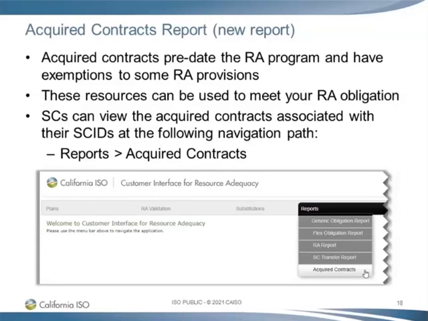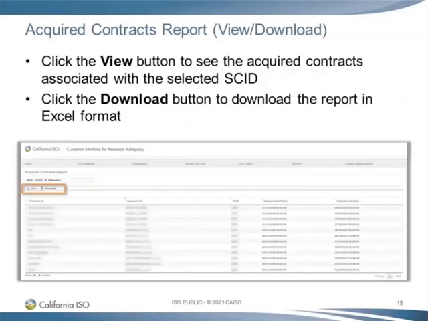So you'll see the navigation path there on the slide. And if you click on that and then click the View button, you'll see the acquired contracts associated with that selected SCID. And the download button there allows you to download that report into Excel format. And you can see a sample of that there in the screenshot.